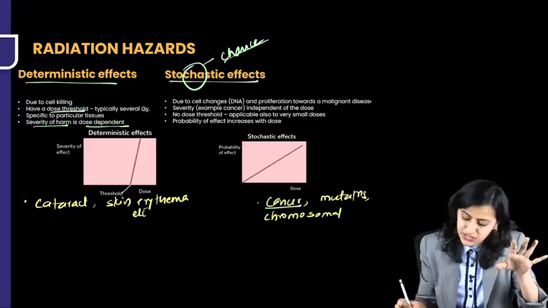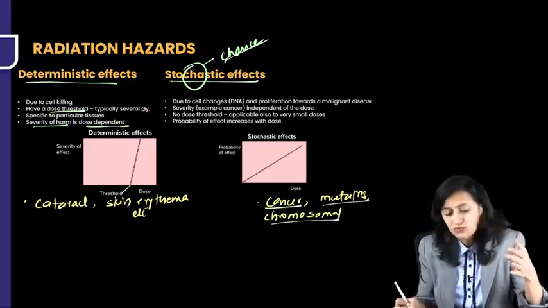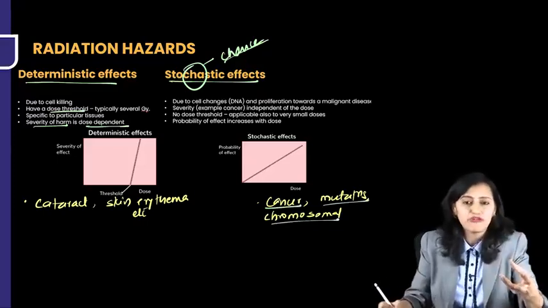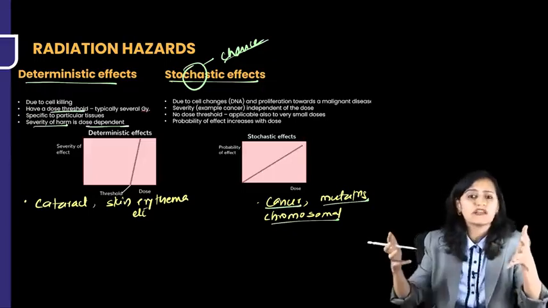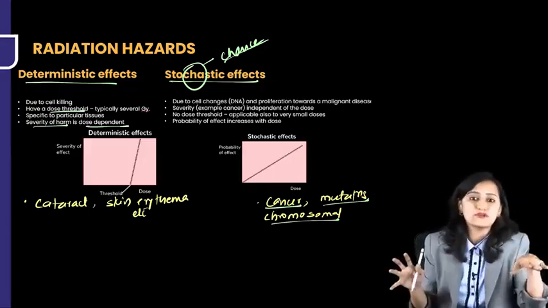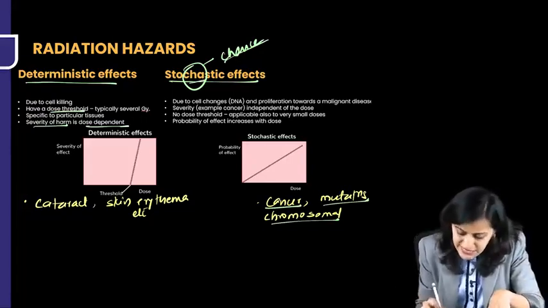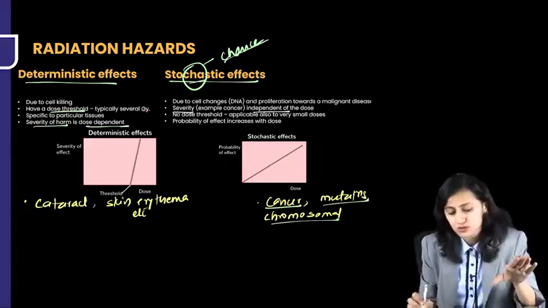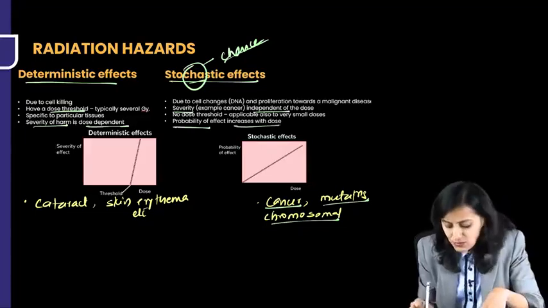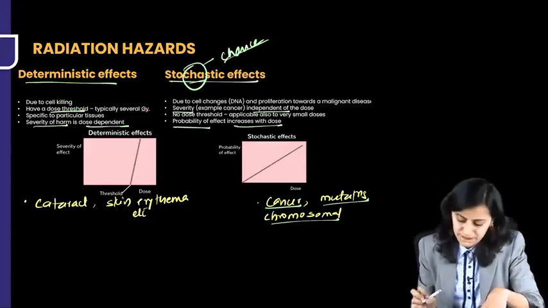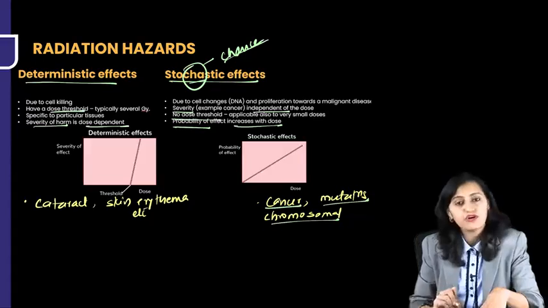Examples are radiation-induced cancer, mutations, chromosomal abnormalities, congenital malformations. These are like all or none phenomena and they can occur at any dose. So stochastic is by chance and the severity is independent of the dose. It is the probability which is dependent on the dose, right? So there is no threshold for them.